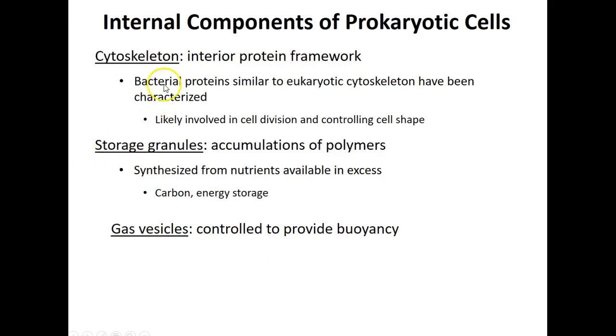Other internal components of prokaryotic cells, they do have a cytoskeleton. That cytoskeleton is proteinaceous in nature, similar to a eukaryotic cytoskeleton. Storage granules usually are used when you have an abundance of nutrients, so that if there should ever be a time when there is a lack of them, there are some on hand. So these storage granules can store anything like carbon or even molecules used for energy. And then gas vesicles are used by some microbes to control their buoyancy. Buoyancy is their ability to float. So we see these quite commonly in prokaryotic cells that are aqueous or that live in a watery environment.